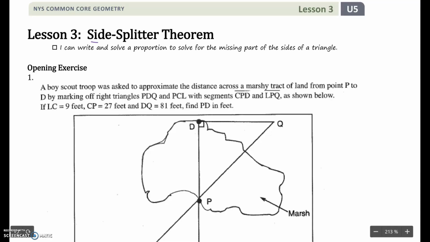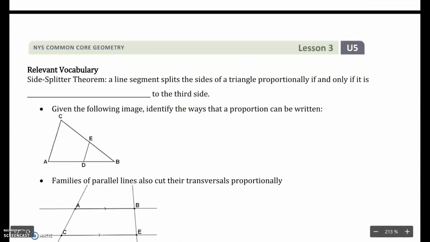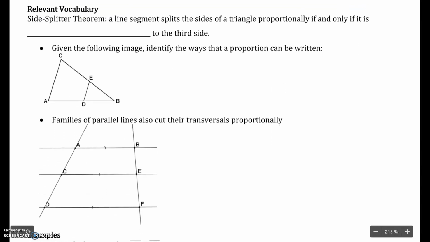We're going to talk about the side splitter theorem, which is a special theorem used to write certain types of proportions in triangles. So please do this opening exercise on your own. Alright, so to begin with, the side splitter theorem says that if you have a line segment, it's going to split the sides of a triangle proportionally if and only if it is parallel to the third side.